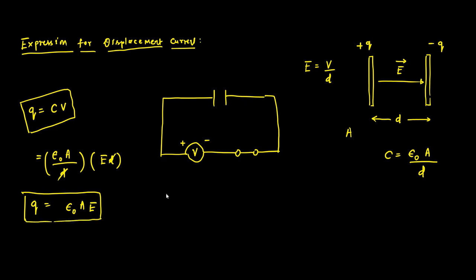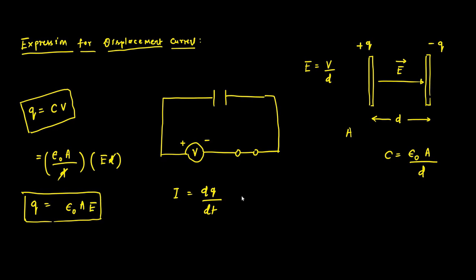Now we know that current I is equal to dq by dt, the rate of flow of charge per unit time, basically coulomb per second. So if we differentiate here, the permittivity of free space or absolute permittivity is constant, and the overlapping area is constant. The only thing that is variable is the electric field.